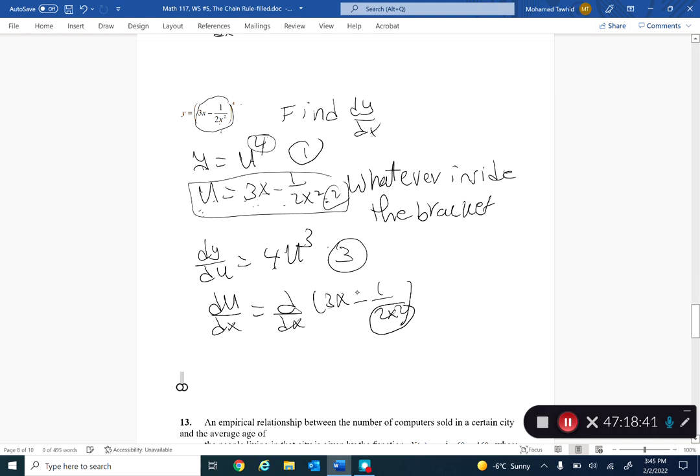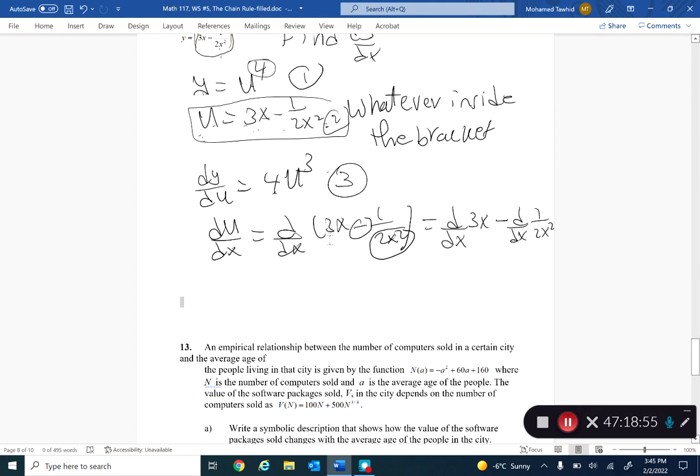So how to simplify this? What do you have in the middle? Minus. Then I have to take the derivative of the first term, which is 3x, minus the derivative of the second term, which is 1 over 2x squared. Right? So now, what is the derivative of 3x? The 3 here is a constant. I can grab it outside. So what do you have? You have x inside. And here, 1 over 2x squared, I need to simplify.